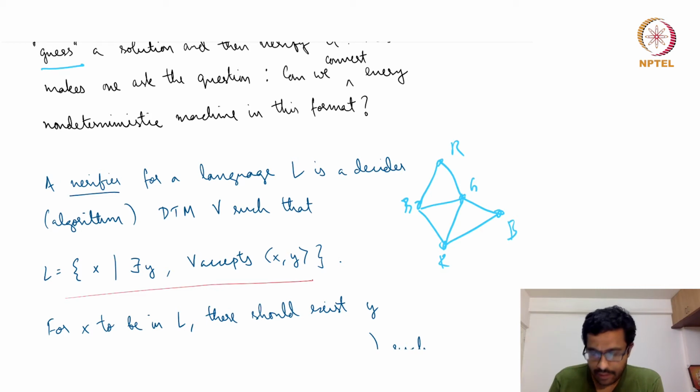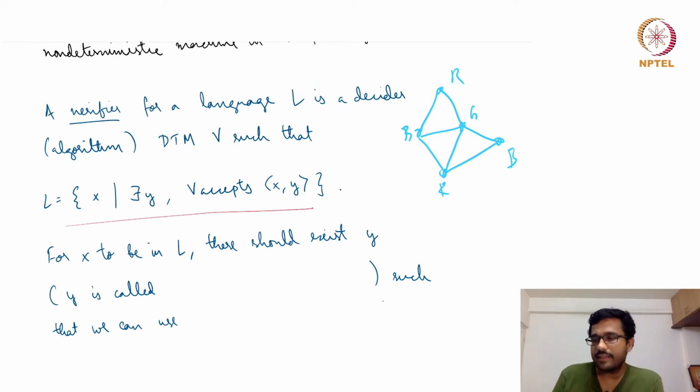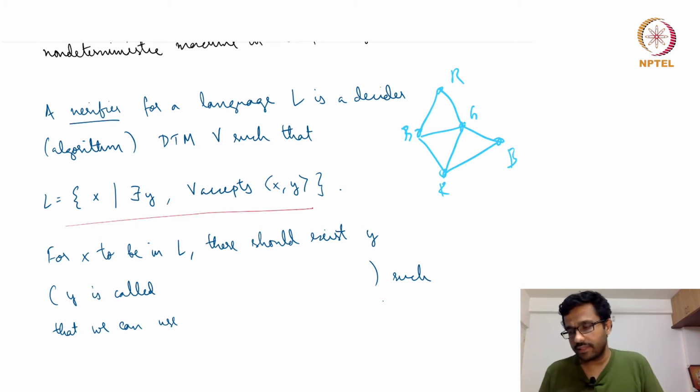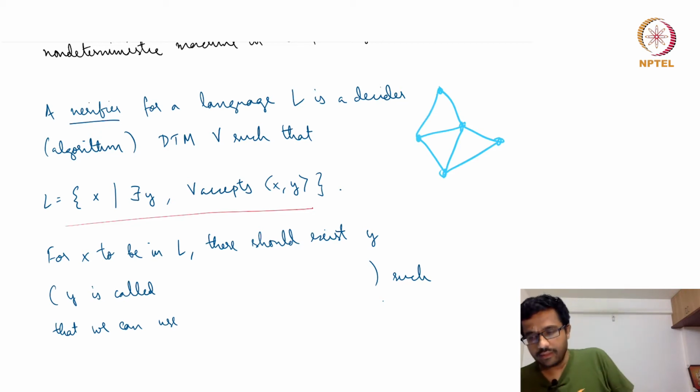for all the members of the language X, there is some Y that the verifier can use to verify that X is in the language. Maybe it's easier explained with an example. So now consider this graph. Is it a 3 colorable graph? The language is the class of all 3 colorable graphs. And now you are trying to determine whether this graph is 3 colorable.